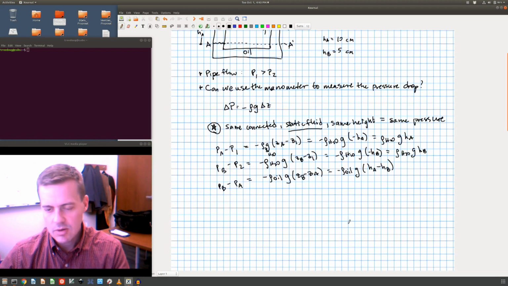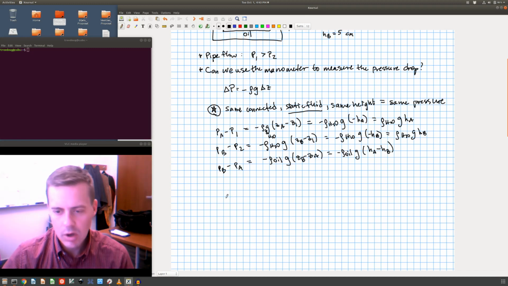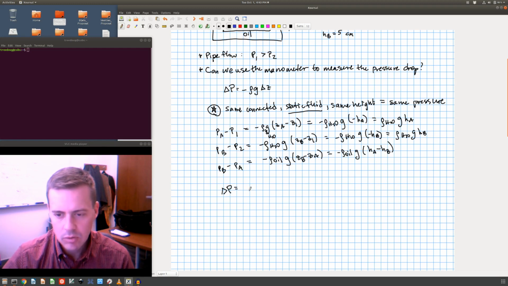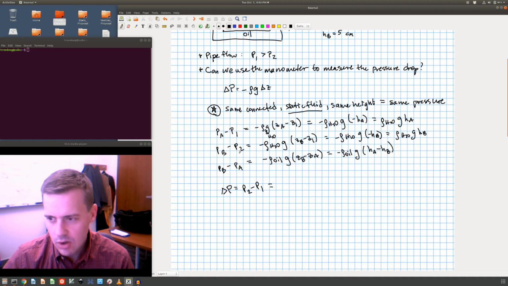So now what do I have? I want to find delta P. That's what I want to find up here, this pipe flow, which is P2 minus P1. Well, now I have to use my expressions right here to find P2 minus P1. So I'm going to do that. I can solve for P2 here. Before I write that out, let me just solve for P2.